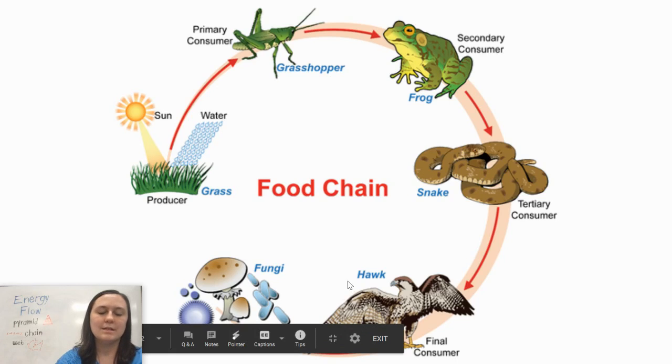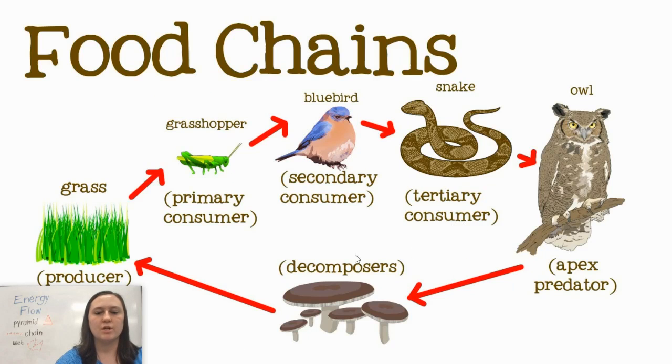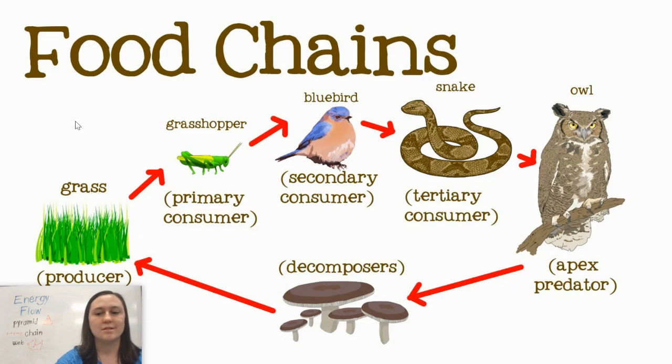And then this food chain says that the energy from the hawk goes to the fungi because the fungi is breaking down the hawk. We'll talk about that later. Why I don't really like that. But anyway, here's another food chain. And this one actually shows sort of the cycle. So you can do that in your food chain if you want to. This is why this one's better than the previous one, except it leaves out the sun.